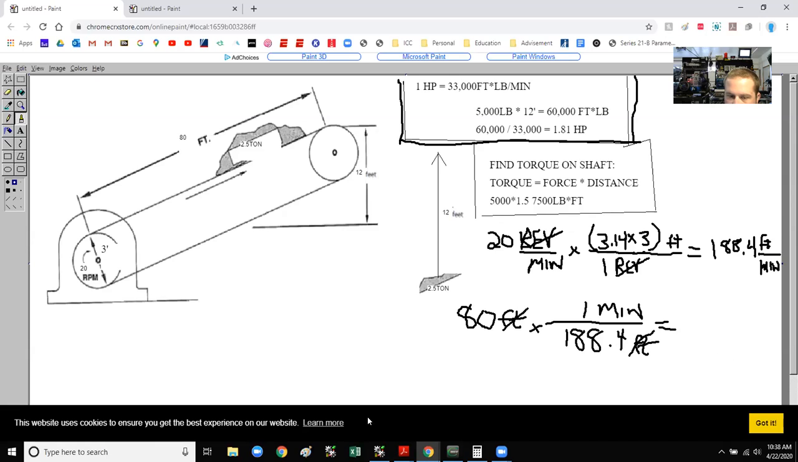What is that? Let me get it real fast. It's 0.424, or 0.425 if you round up. There we go. Got it.